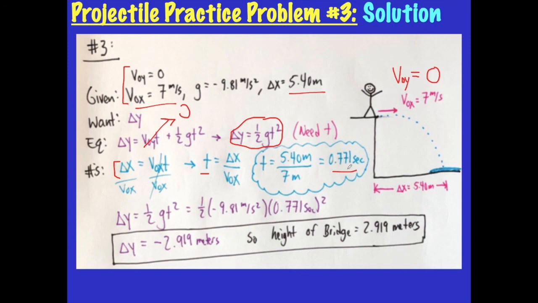So once you have the time, you're like, okay, I got my time. Now I'm just going to take that time and plug it in for the time in this equation. And when you do that, you use delta y equals 1/2 g t squared. You're going to figure out that basically that stone fell down, since it's negative, 2.919 meters. So you could say the height of the bridge must have been positive 2.919 meters. So that's a lot of information, but those are 3 really good projectile examples. If you can do those 3, you're in pretty good shape.